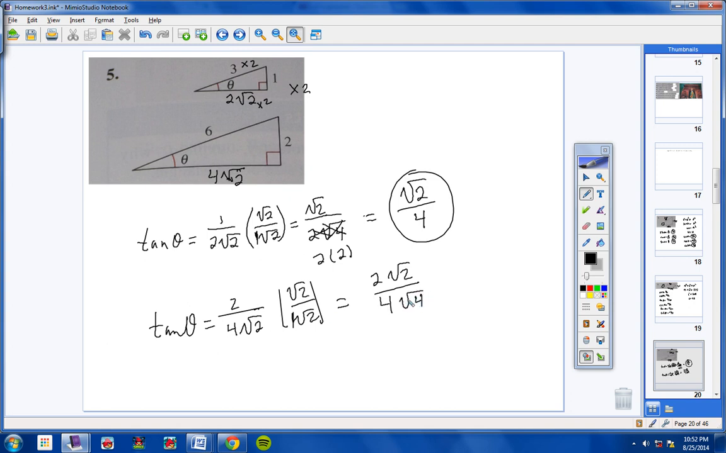Now, I know the square root of 4 is 2, so instead of having 4 times the square root of 4, I'm really going to have 4 times 2. So I end up with 2 square root of 2 over 8, and then notice your outside numbers can be reduced by 2, and so you end up with square root of 2 over 4, which is the exact same answer we had up here. So it did not matter which triangle we used, because the two triangles are similar. Because of that, we know that the trig values will be the same for either triangle.